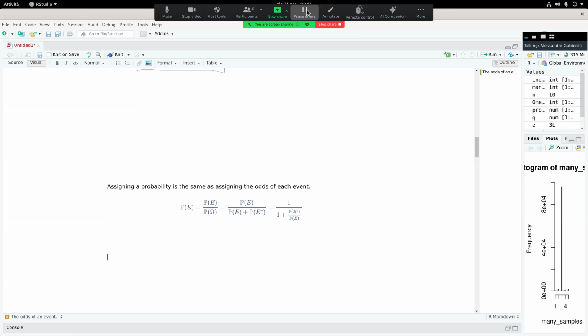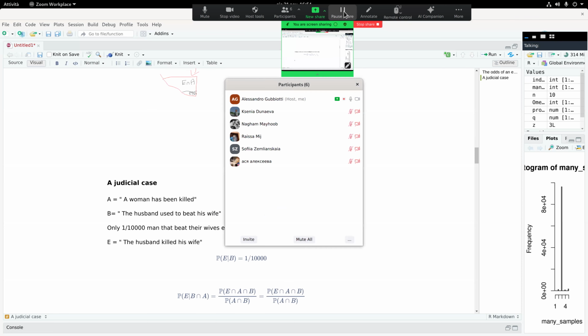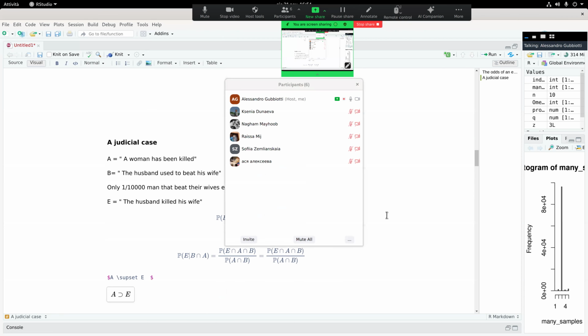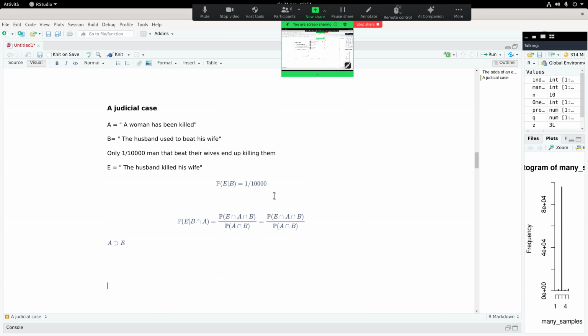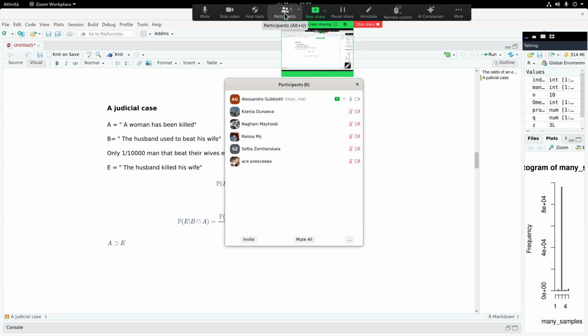Can you see my screen? Okay, no, it was. So it stopped sharing for a moment. So, is anybody there? Yes, we are. Okay, perfect. Thank you.